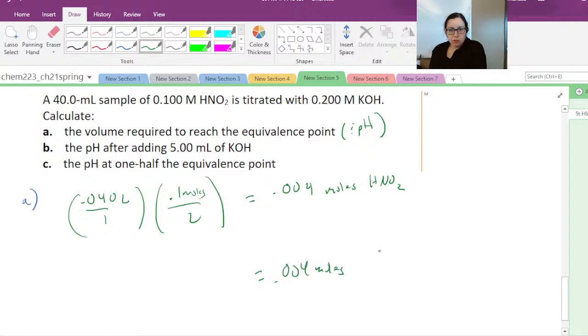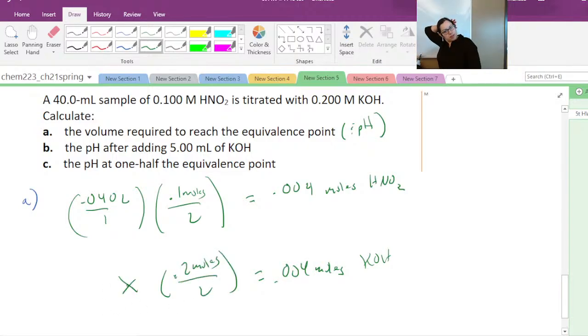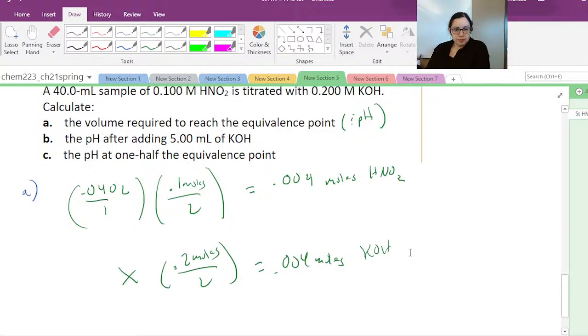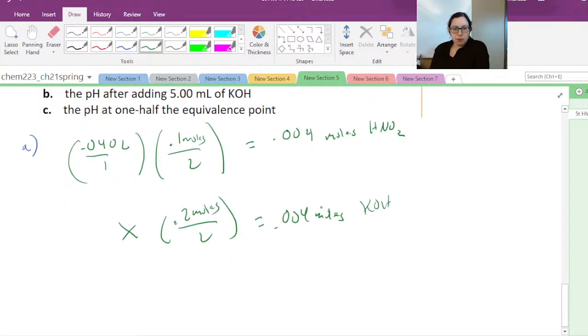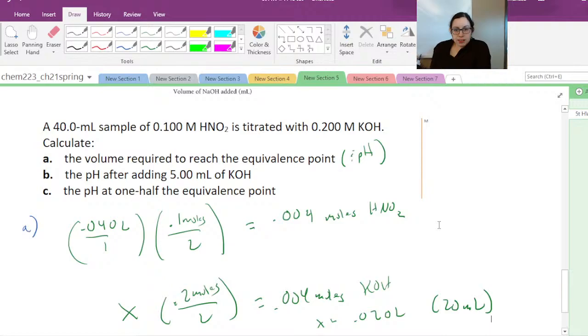So we need 0.004 moles of KOH. I'm just setting up my algebra for X. So what does that give us for X? .02 liters or 20 milliliters. Excellent.